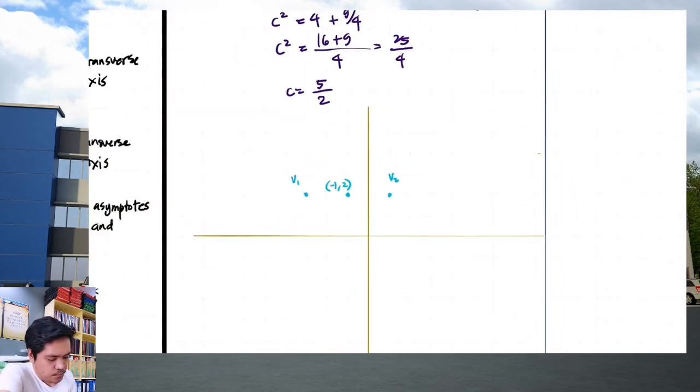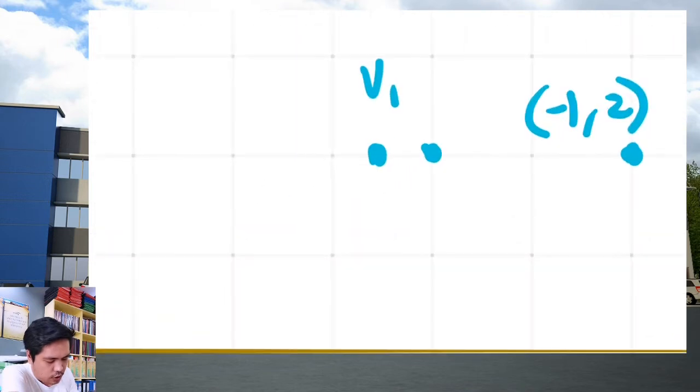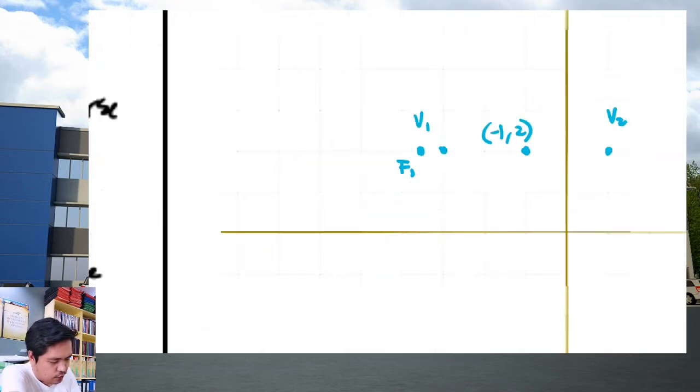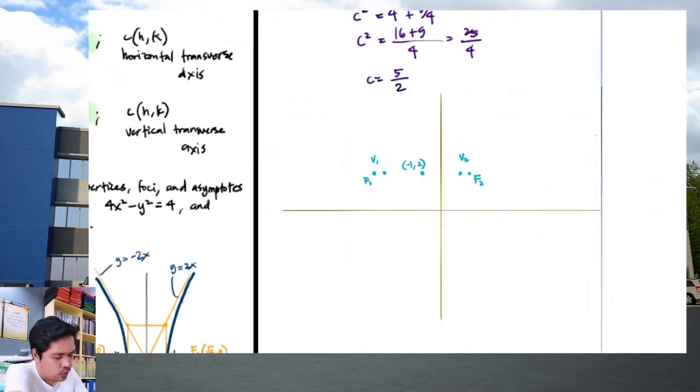Okay? So for the focus, it's 5 halves, so 5 halves is just 2.5. So that means moving 2.5 to the left, that would be 1, 2, then 0.5. This is the location of one of the foci, or our first focus. So this is our first focus, F1, and F2 is 2.5 to the right. That would be this point. This is our F2.